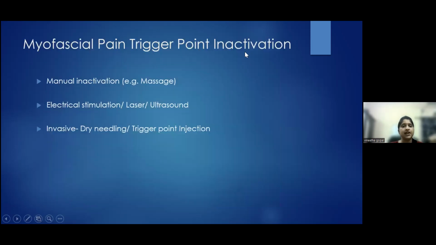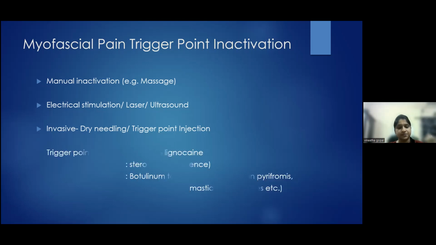So, the trigger point inactivation. There is manual inactivation just by compressing the trigger point or massaging. That is manual inactivation. Our physiotherapist friends, they do that. Then there is electrical stimulation, laser, ultrasound, and then as an interventional pain physician, what I do is invasive therapies like trigger point injections and dry needling.